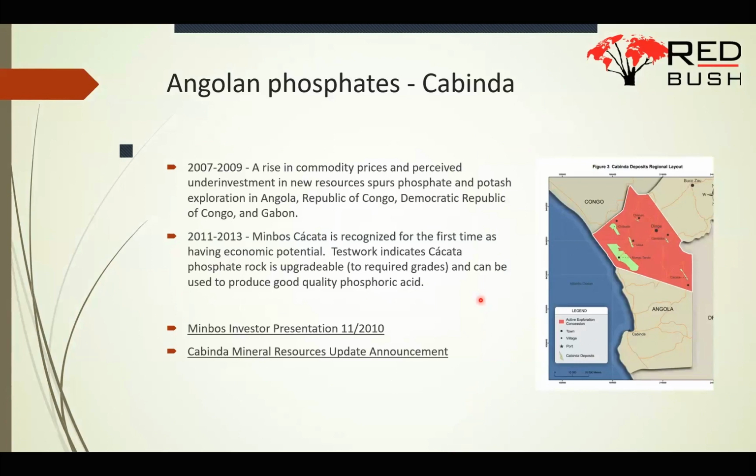We saw in 2007 to 2009 that rise in commodity prices and a perceived underinvestment in new resources. That spurs phosphate and potash exploration on the West Coast, so it's Congo, Angola, and Gabon. The Minbos Kikata is recognized for the first time as having potential. Everyone's concentrating on the big deposits because they want world class. They want to try to compete with Morocco, which just doesn't work. But this little Kikata down here, which everybody ignored, now starts looking really interesting.